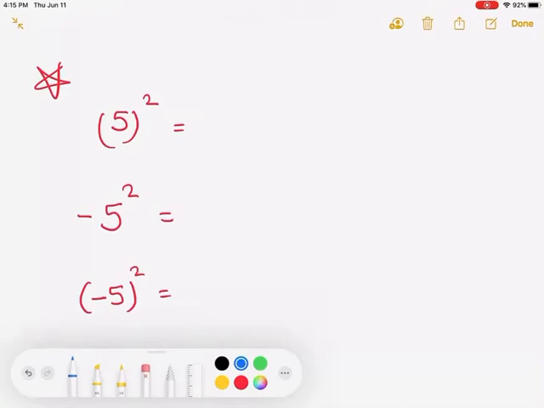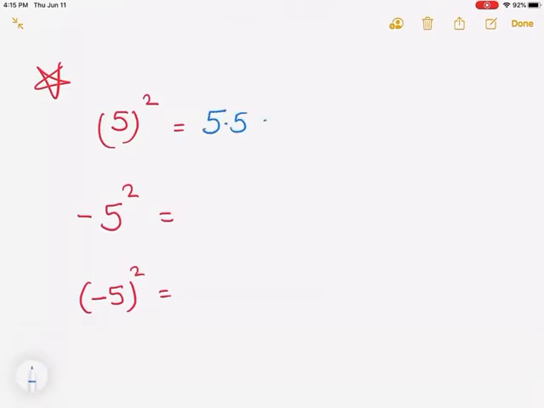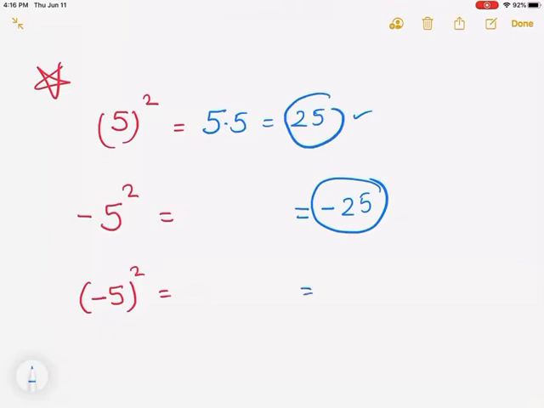First one, it's positive 5. Square means it's 5 times 5. This becomes 25. Second one, I'm just going to put up the answer. My answer is negative 25. And the last one, my answer is 25. Now, you might be thinking, whoa, what did you just do here? How come the second one is not positive? And how come the last one is a positive answer?